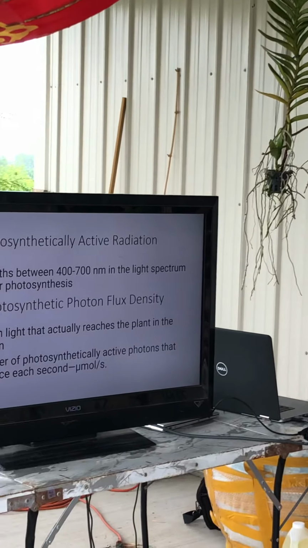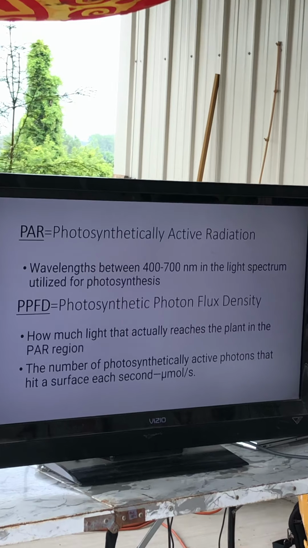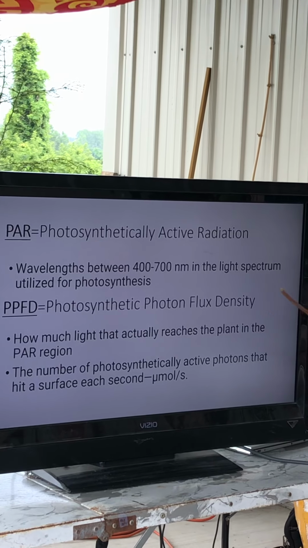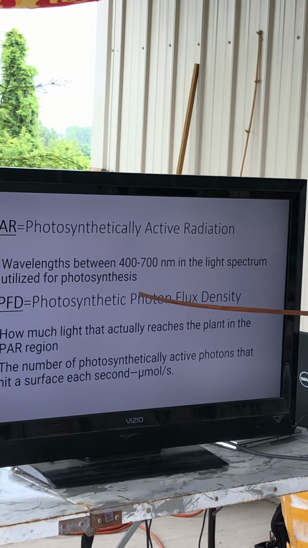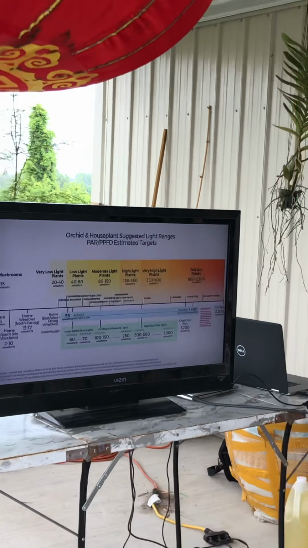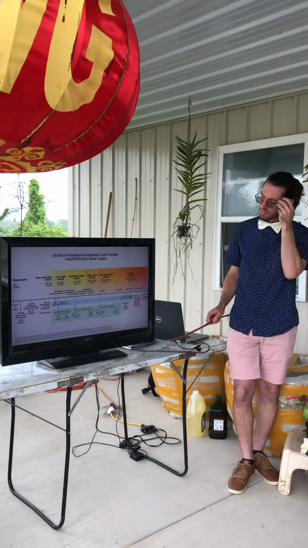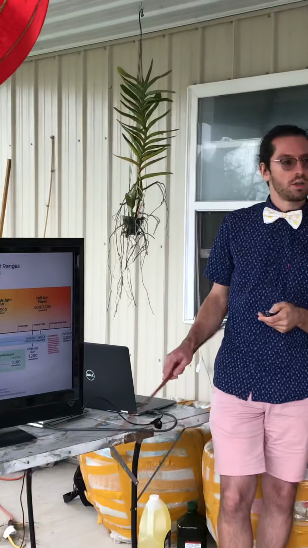The PPFD is the photosynthetic photon flux density, and that is how much light is actually reaching the leaf surface and how many photons are hitting it each second. Just some physics for you to get into some nitty-gritty. But aside from that, PAR is important if you're growing under lights in the home. Okay. So going back to this, with Cattleya, they require moderate to high light.